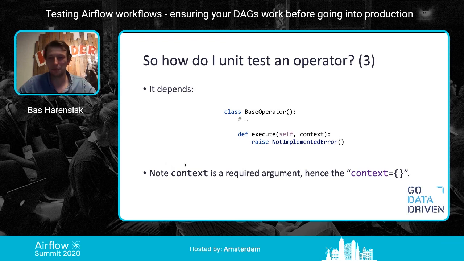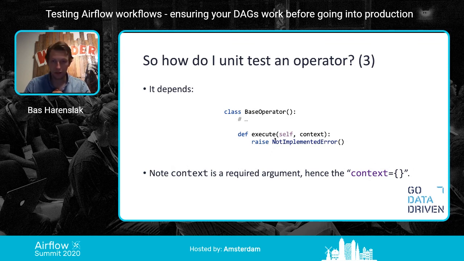And here's sort of the proof why it depends. This is the base operator, and the base operator holds a method execute, which every operator should implement for itself. And we've already seen in the bash operator and the Python operator, the way it returns values differs. So sometimes when you're testing, you have to dive into the implementation of the operator to see how you're going to test it. If you write your own operators, then you typically know how it works.